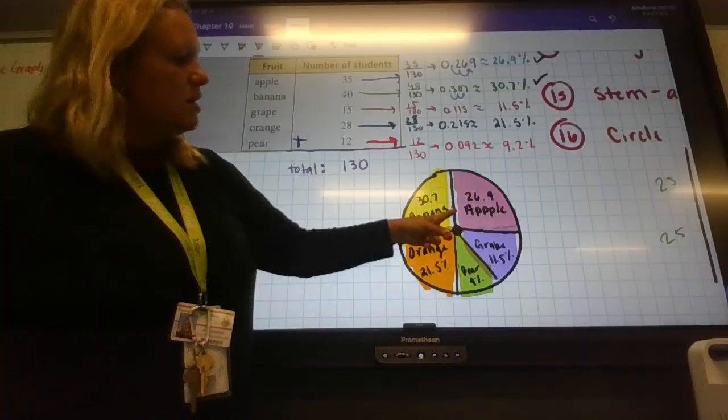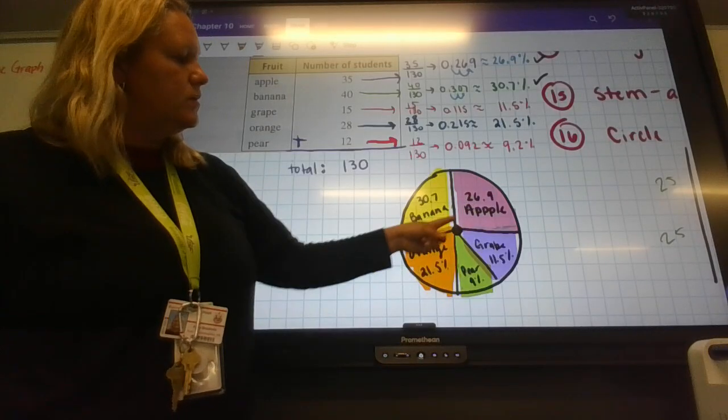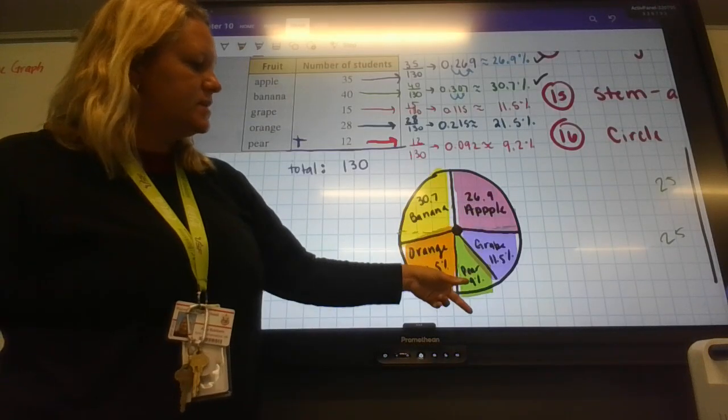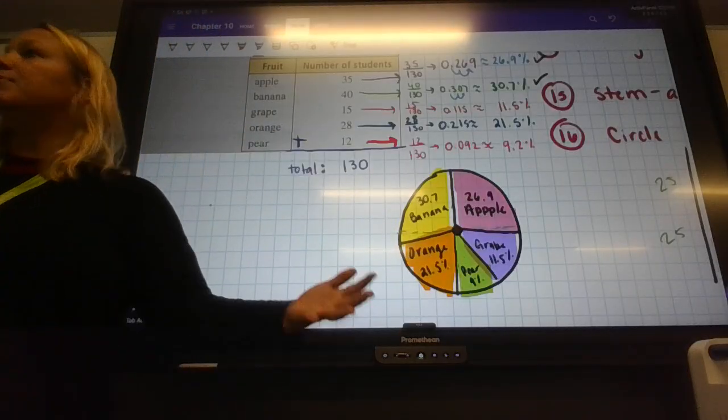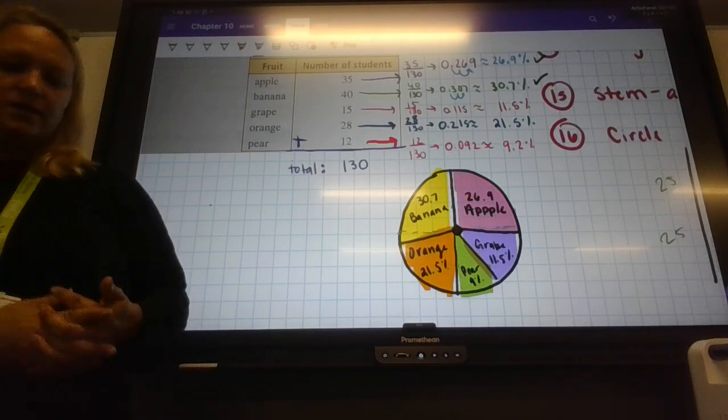My orange is almost as big as my apple, and that's 21 and that's 26. This is the smallest, then this one, they go in order by size. It's not perfect, but things make sense there.